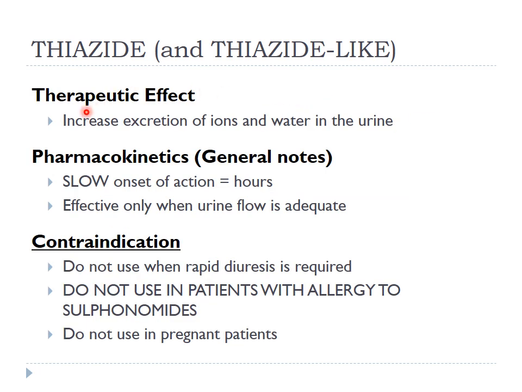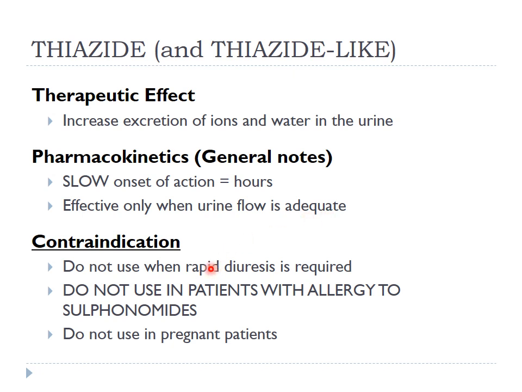Therapeutic effect: increases excretion of ions and water in the urine. This is important too. You're remembering where these mechanisms of action work, what electrolyte they are affecting. You also better know how fast this drug works. Thiazide has a slow onset of action. We're talking hours. Effective only when urine output is adequate, so we're talking about people who do not have significant kidney disease.